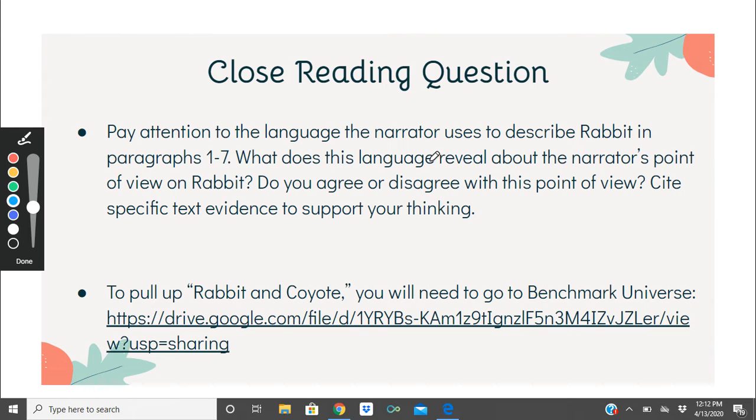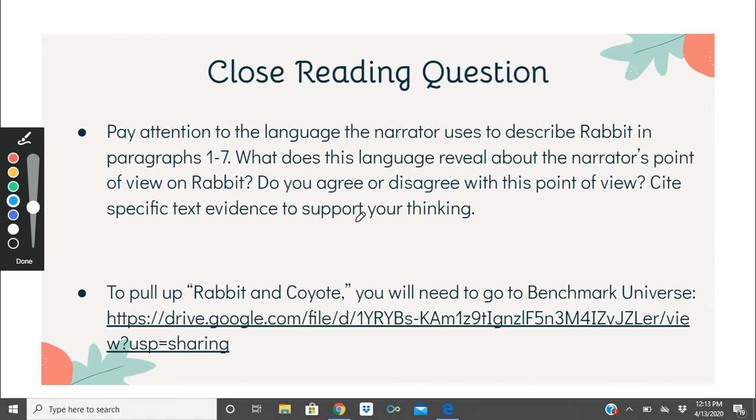It says, what does this language reveal about the narrator's point of view on Rabbit? So that's what I'm looking for: what is the narrator's point of view of Rabbit in paragraphs 1 through 7? Okay, that's what I'm looking for. Do you agree or disagree with this point of view? Cite specific text evidence to support your thinking. So if I'm looking at this question, not only am I looking for the narrator's point of view, which it says right here, but I'm also having to decide, do I agree with that point of view or do I disagree?